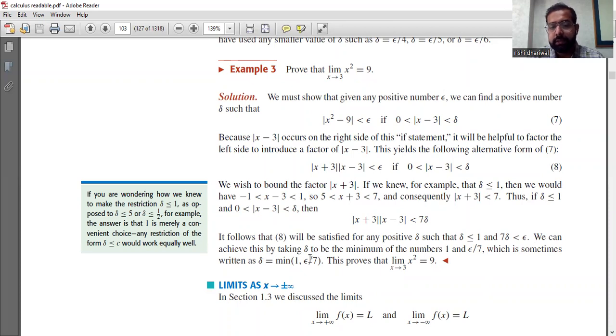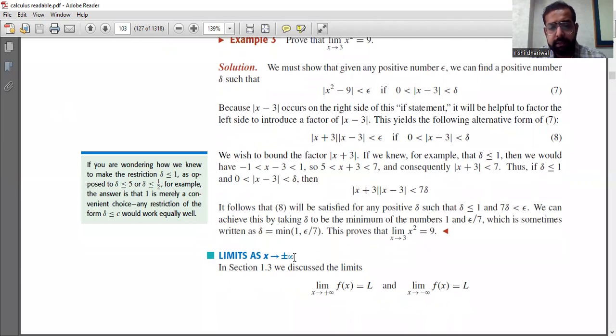We can achieve this by taking delta to be the minimum of the number 1 and epsilon by 7, which is sometimes written as minimum of 1 or epsilon by 7. That proves the limit of x squared is equal to 9. This is the main proof. This is the main example for understanding that the value of delta for a given epsilon is not unique.